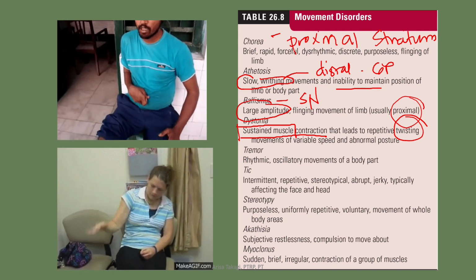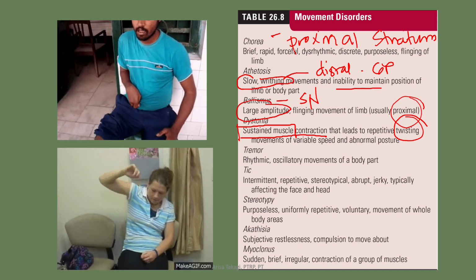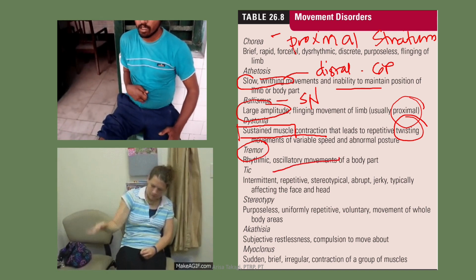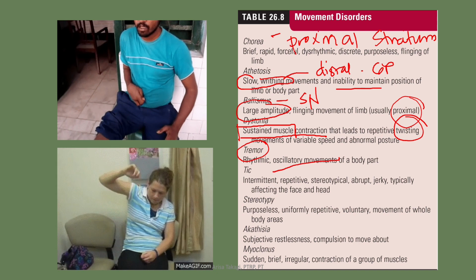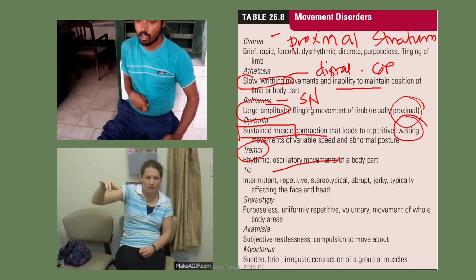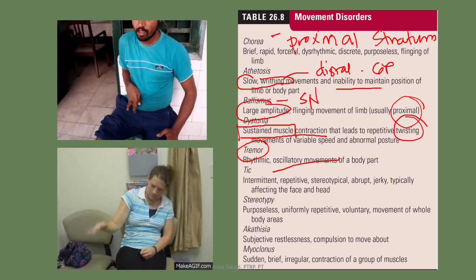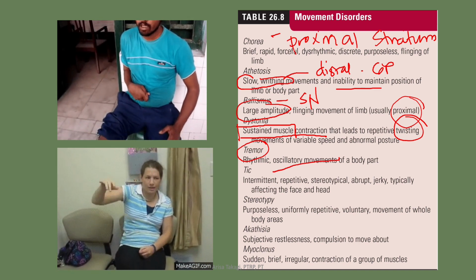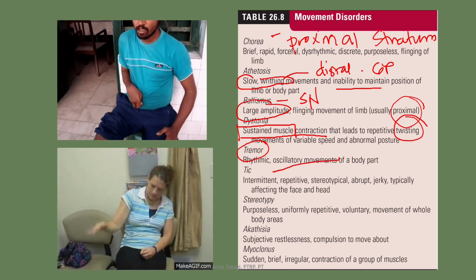No? And then we have tremor. So this is rhythmic oscillatory movements of a body part. Again, I've mentioned na yung two types. You have your resting and your intention tremor. Resting tremor, this is basal ganglia lesion. Your intention tremor, this is for cerebellar lesion.